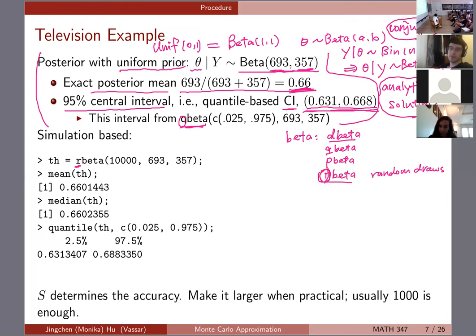So this R stands for random draws. And then if you do R beta, you are telling R, first of all, how many draws that you want. So this will be our capital S, okay? And this will be the two hyperparameters for the beta, okay?